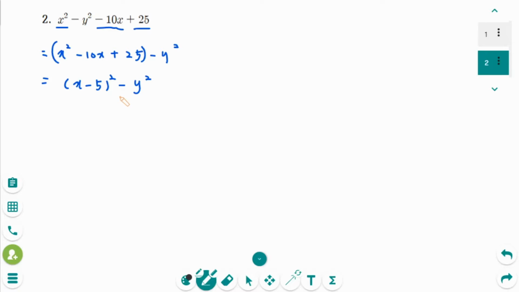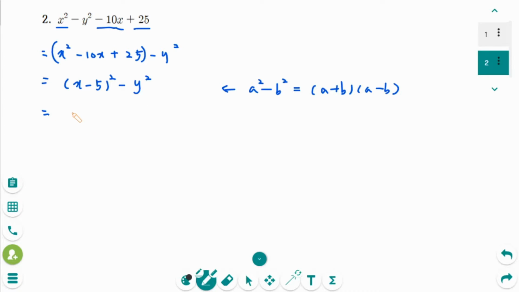This is the difference of squares. This is a squared minus b squared form. It can be factored as a plus b, a minus b. If you get confused as to why x minus 5 is a and y is b, you can just say first part squared and the second part squared when you factor. Whatever works for you. This is a part, this is b part, or first part, second part.